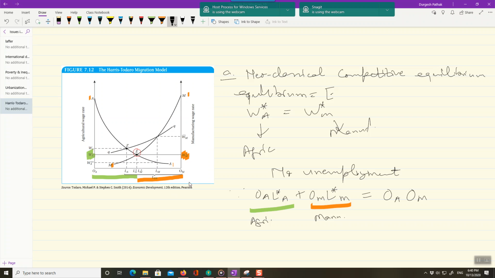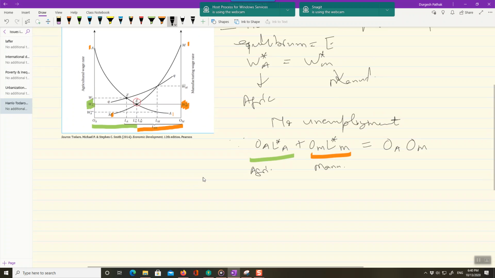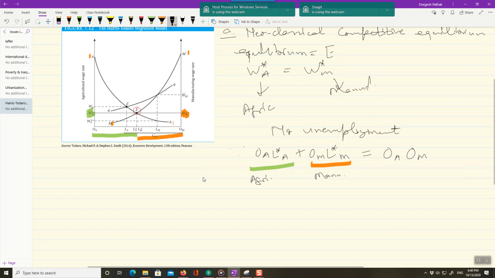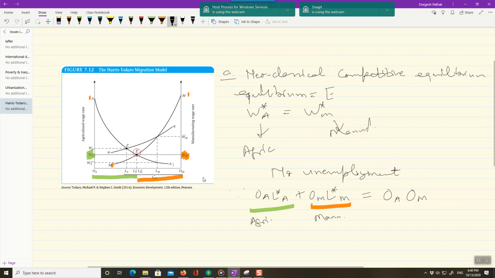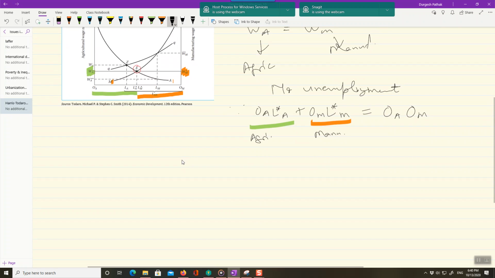Fine. But then this neoclassical kind of model is not applicable to developing countries because we have a chronic unemployment situation here. So what will happen? Again, there is another possibility. We have the institutionally fixed urban wage that is fixed here. So what is the meaning of this?